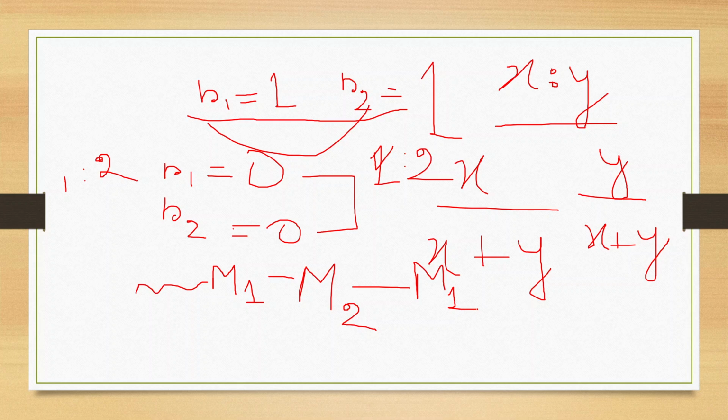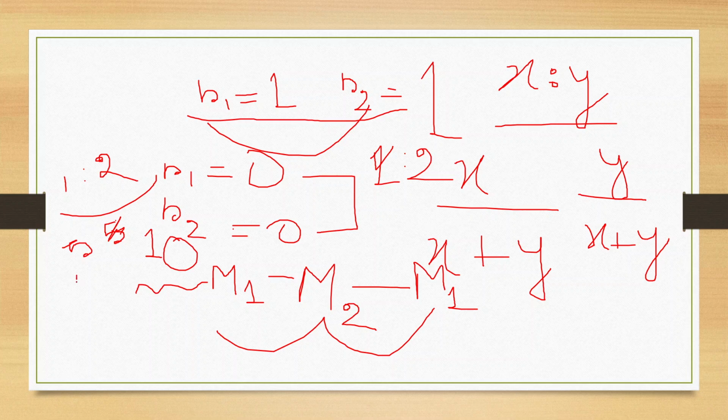Now, if you are ending with the alternate copolymer, that means alternatively these are matching. Suppose their ratio was 1 is to 2. But how much can the reaction go on? Suppose there were 5 M1 monomers and 10 M2 monomers.